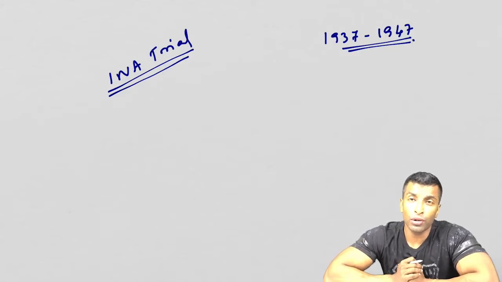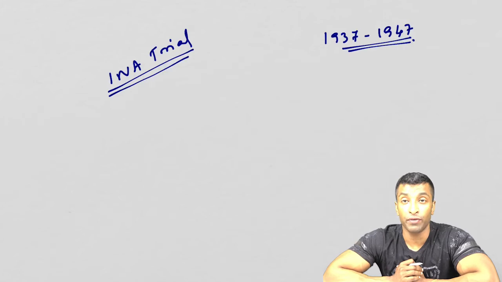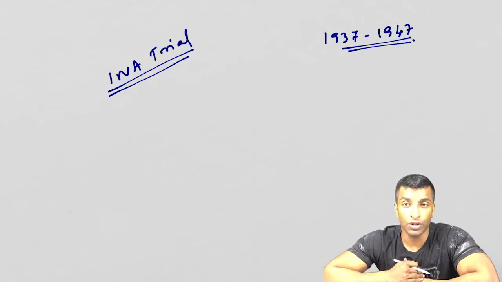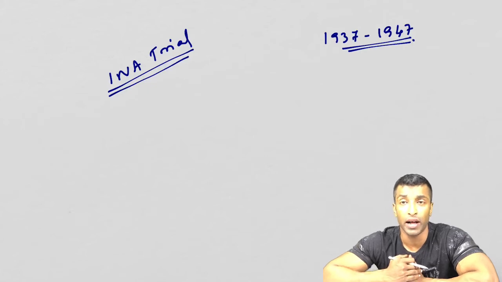And I have told you that all those events which are going to happen from 1939 to 1946 are connected to World War II, and a lot of events during this time led to freedom or partition in 1947. Right from the August Offer to the Cripps Mission, Wavell Plan, Cabinet Mission Plan, Mountbatten Plan, and INA trial, RIN Mutiny, all are connected to World War II.